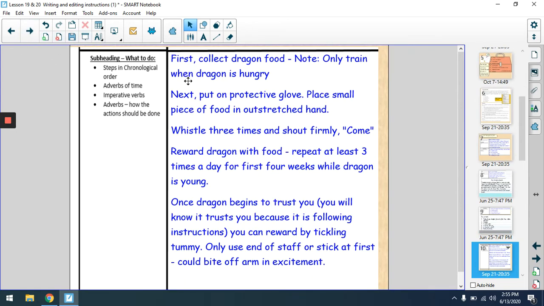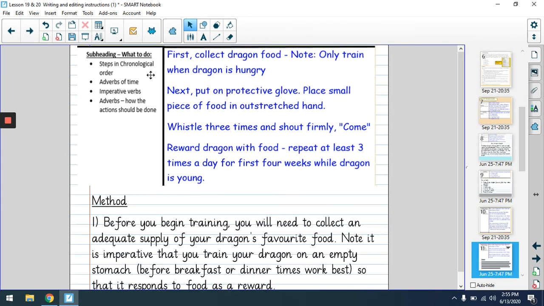And then we've got the longest part of your writing, the instructions, each one step by step, where you need to be ensuring you've got a time adverb, you've got your imperative verb, you've got an adverb, how to do it, and you may need to, because it's in note form, expand on the idea. So the first one in my plan said, first collect dragon food. And again, I've just expanded on the idea with a fronted adverbial. Before you begin training, comma, you will need to collect an adequate supply of your dragon's favourite food.